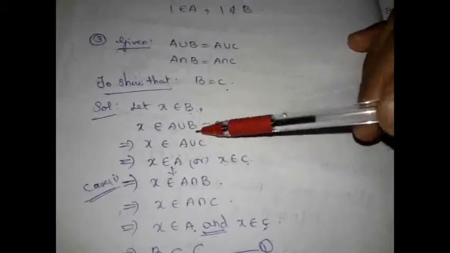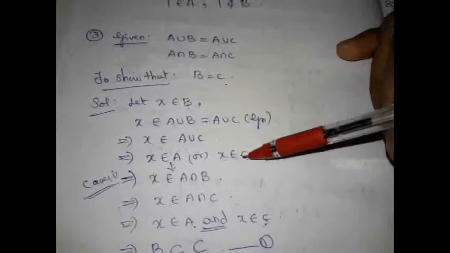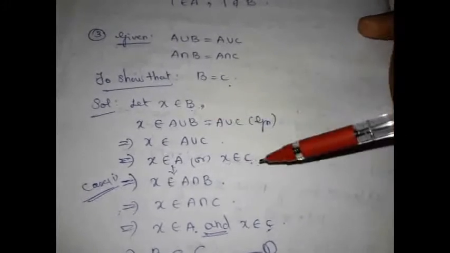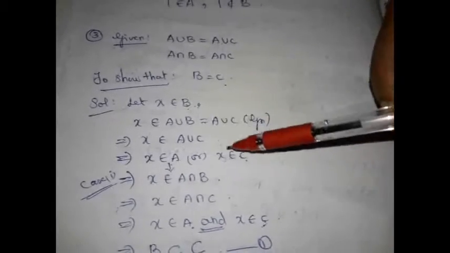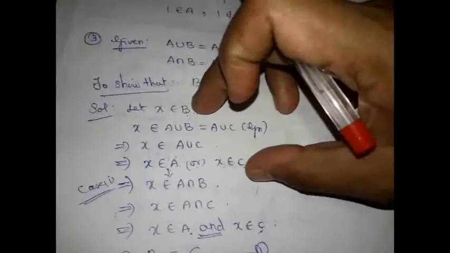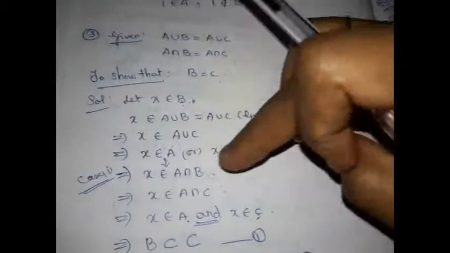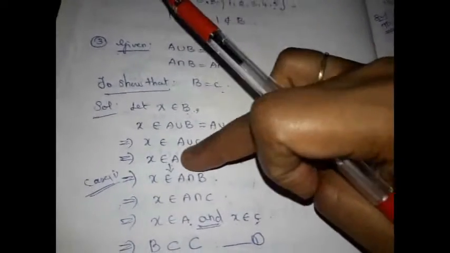By definition of A union C, what do we know? It will belong to A or it will belong to C. Our idea is to say that if an element is in B, it will also be in C, then B is a subset of C. So if X belongs to C, our aim is reached. We can say B is a subset of C. But we have to analyze this also, right? So if X belongs to A, what will happen? Then X will belong to A intersection B. Why? Because X is in B and X is in A, therefore X will belong to A intersection B.